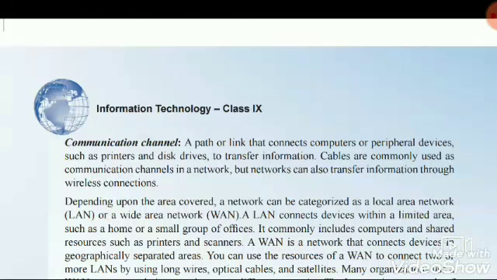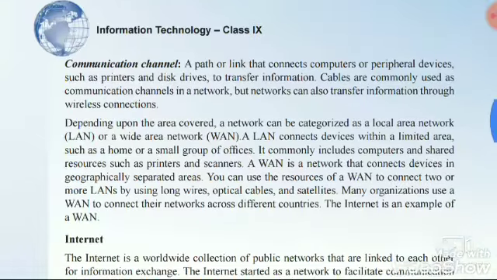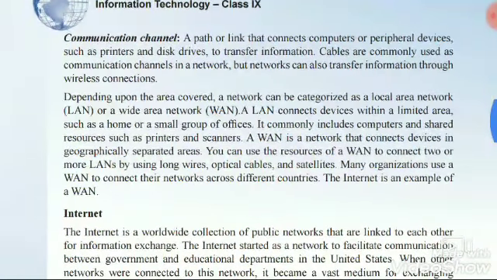Then, depending upon the area covered, a network can be categorized into a local area network or a wide area network. A LAN connects devices within a limited area, but a WAN connects devices from a very broad area like national and international boundaries. So a WAN is a network that connects devices in geographically separated areas. We can use the resources of a WAN to connect two or more LANs by using long wires, optical cables and satellites. Many organizations use a WAN to connect their networks across different countries. The internet is an example of a WAN.